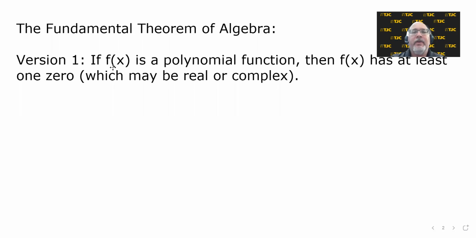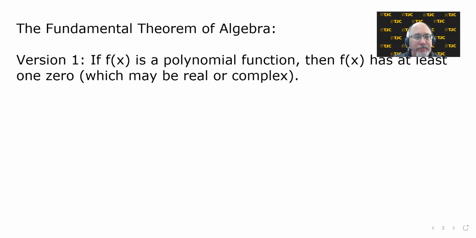Version number 1, if f of x is a polynomial function, then f of x has at least one zero, which may be real or complex. So in other words, as long as we have a polynomial function, there has to be at least one number that makes it equal to 0. And it may be complex, meaning that it has i's in it.